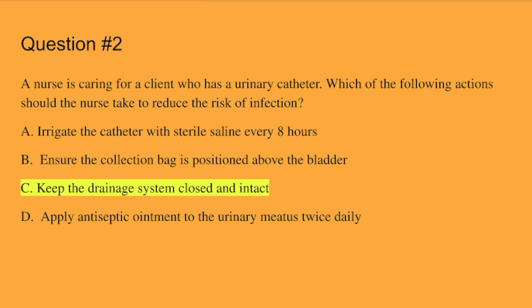So for A, irrigating every 8 hours, that can actually introduce bacteria. B, bag over the bladder. This increases backflow risk, which is a bad idea. And D, antiseptic ointment, not evidence-based, and this can actually cause irritation. The best way to prevent catheter-associated urinary tract infections, or CAUTIs, is by maintaining that closed system.